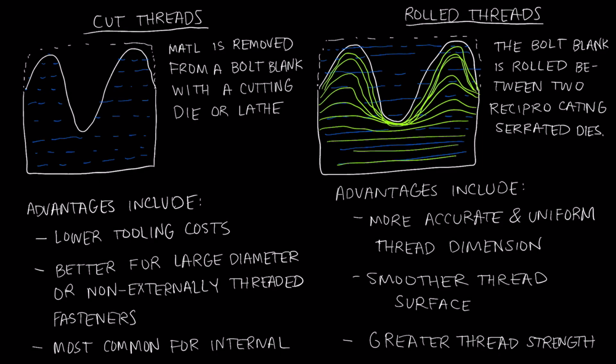For general manufacturing purposes, construction, and general purposes within the automotive industry, these cut threads are very standard, whereas rolled threads are more commonly used in critical applications that require high strength and reliability.